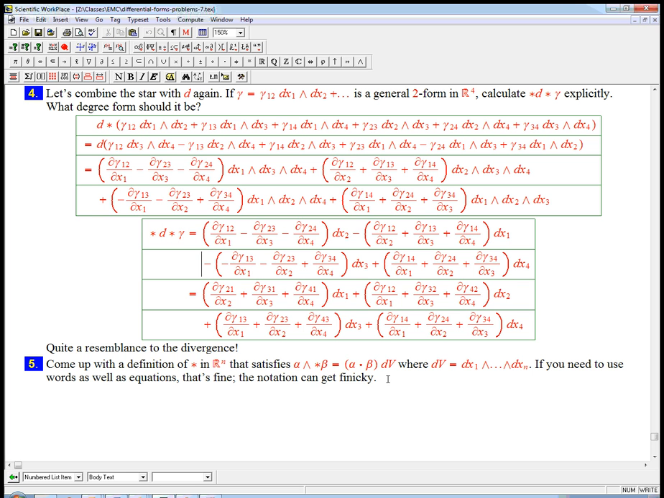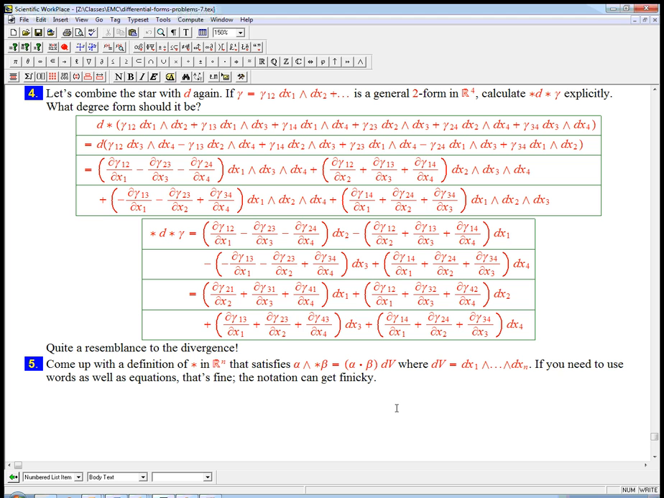Now to finish this set off. This has all been in R4. It's given us a good taste of how things might go in Rn, really. I'm not going to go into Rn in a lot of detail, but we can at least come up with the general definition of star in Rn. We want this property to still be true: alpha wedge star of beta, if they're both p-forms, is the dot product of the two things times the volume form, where that's now dx1 through dxn.